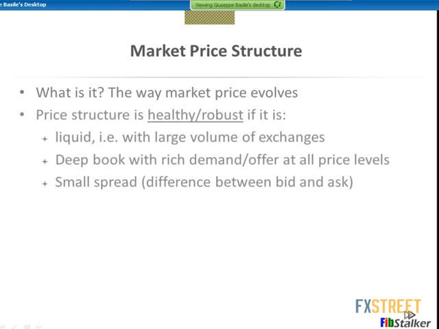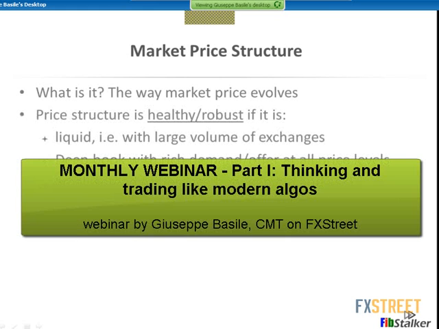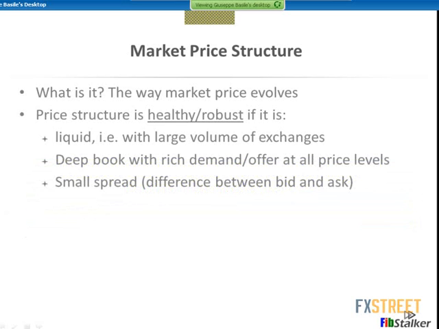Okay, so we can think of market price structure as the way price evolves, and that's very simple. The normal market structure has these characteristics. A healthy, robust market structure is liquid, which means that there's a large volume of exchanges. There's a deep book, which means that there is rich demand and offer at all price levels, and the spread is small. So the spread may be 1 pip, 2 pips between bid and ask.